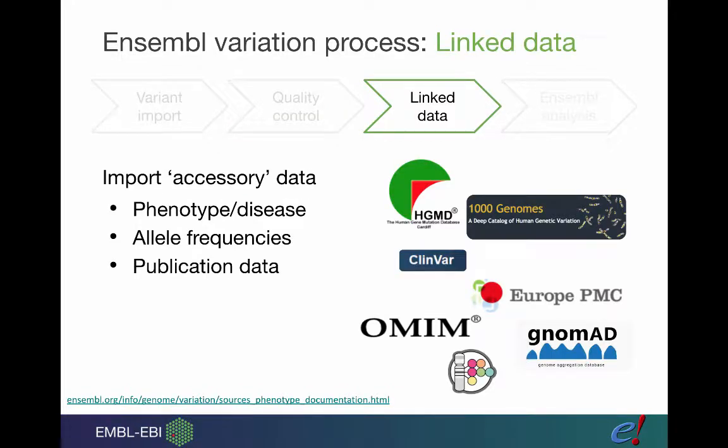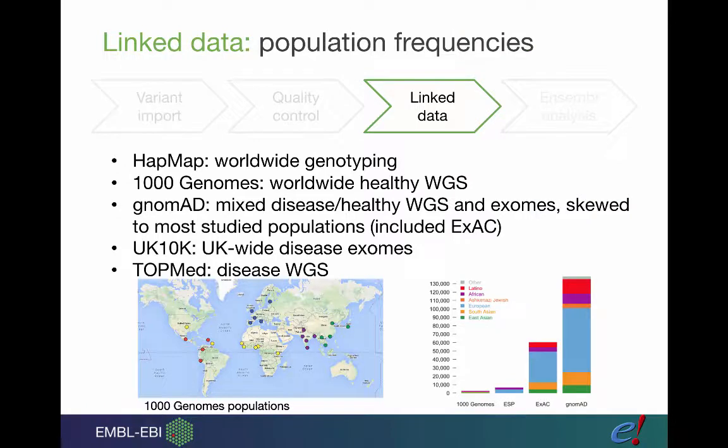We then add linked data, so there is absolutely tons of extra data out there from other databases that we can add. As well as we might get the variant itself from dbSNP, but then perhaps we would import phenotype related data from the GWAS catalogue, allele frequencies from 1000 Genomes or gnomAD, or publication data from Europe PMC.